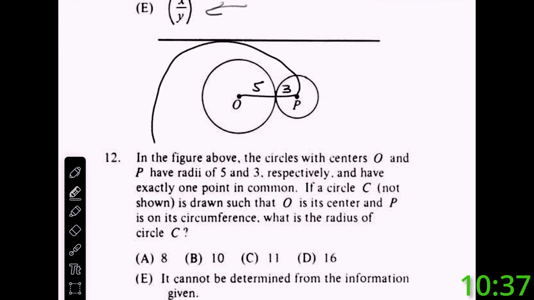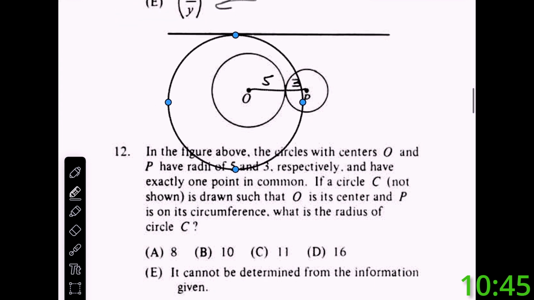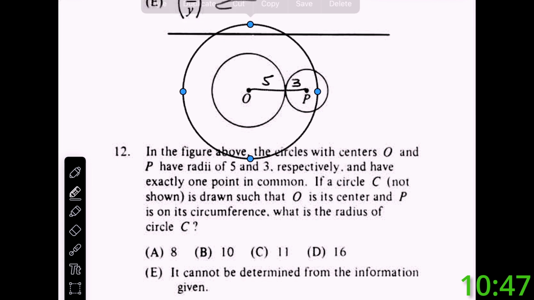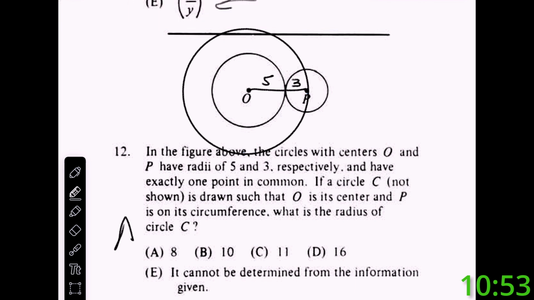So I basically want a circle with O as the center going through like that. Does it make sense that the radius is 8? Because the radius is 8. So A, 8. Go on to the next page.